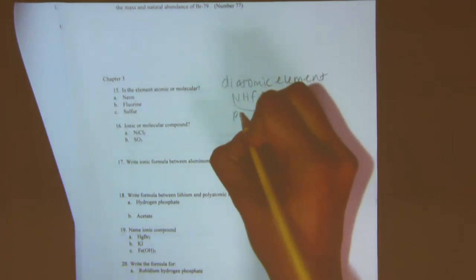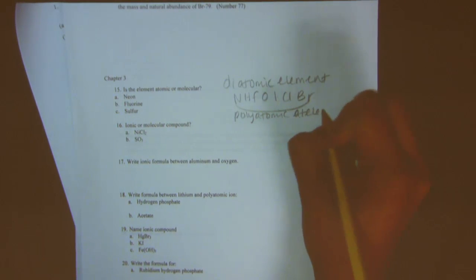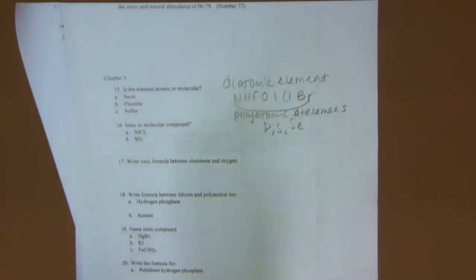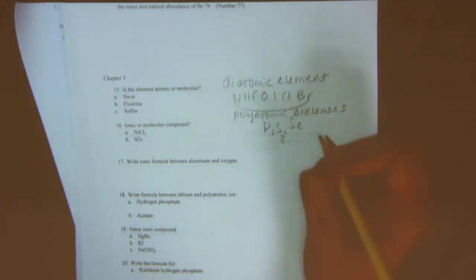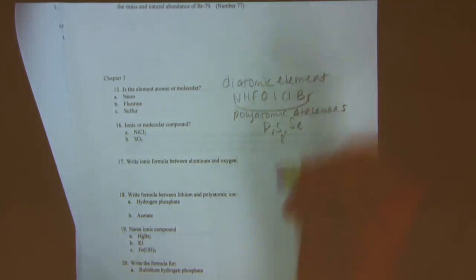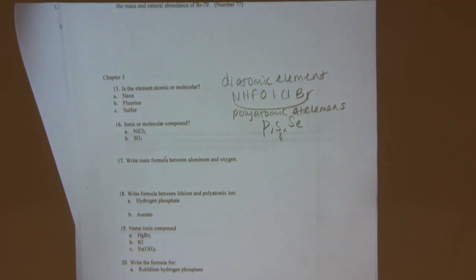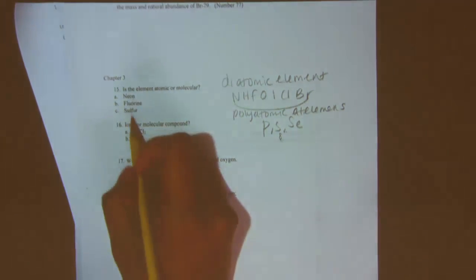And what are the polyatomic elements? Does anyone know it off the top of their heads? Phosphorus, sulfur, and selenium. Do you know the little numbers that go with them? It's okay if you don't know. I think it's S8, P4, but I don't know for sure, so I'm not going to say it in case it's wrong. Look over those just in case, but I think if he really wants you to know, he probably just wants you to be able to differentiate between them.